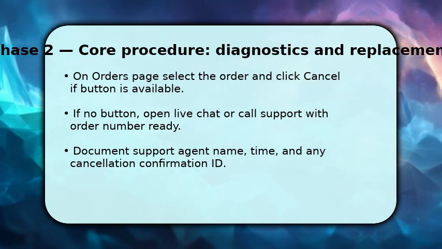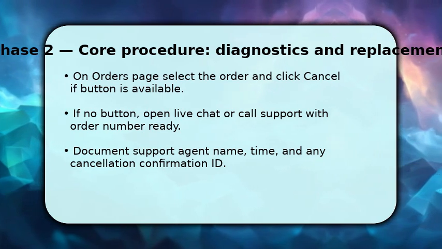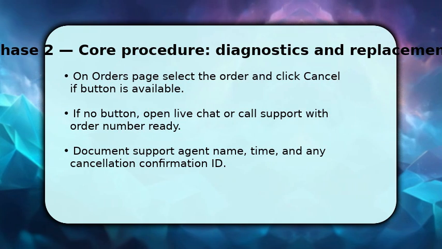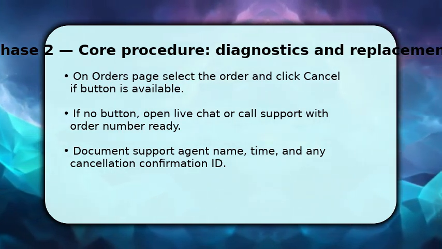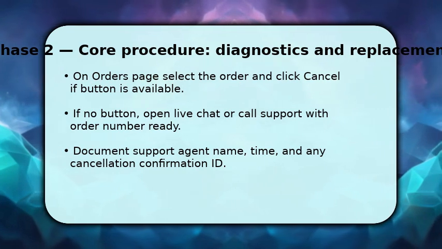Share your order number and payment method clearly so they can locate the order quickly. Keep the conversation focused. Ask the agent to cancel and request a cancellation ID or confirmation message. Make sure to screenshot or save that confirmation because it proves the request was processed.